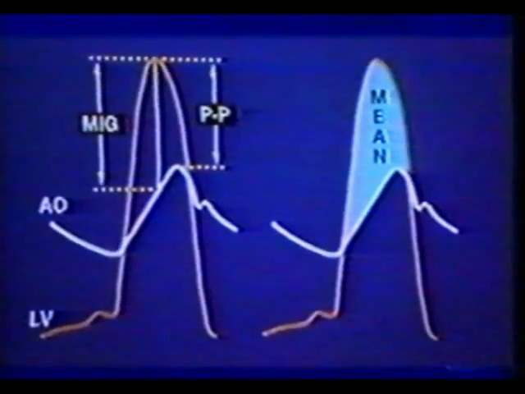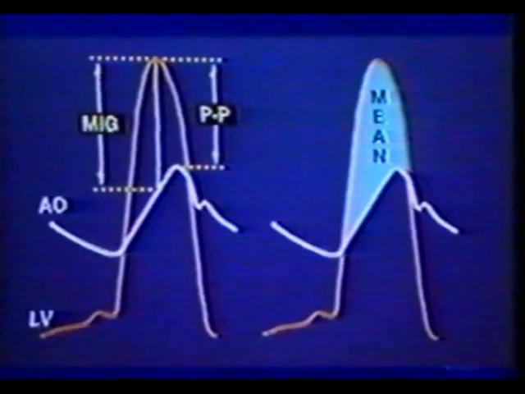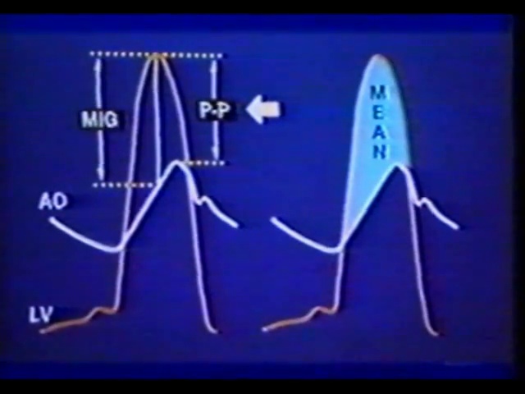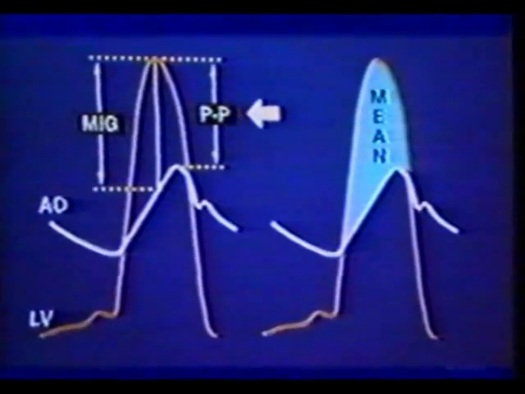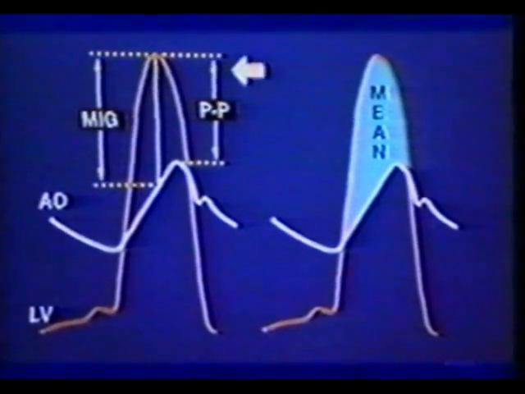It is important to understand the difference between Doppler maximum instantaneous gradients and Cath peak-to-peak gradients. The peak-to-peak gradient is used as a marker of severity of aortic stenosis by many catheterization laboratories. This has come about through convenience. The peak of the aortic pressure is simply subtracted from the peak of the left ventricular pressure.